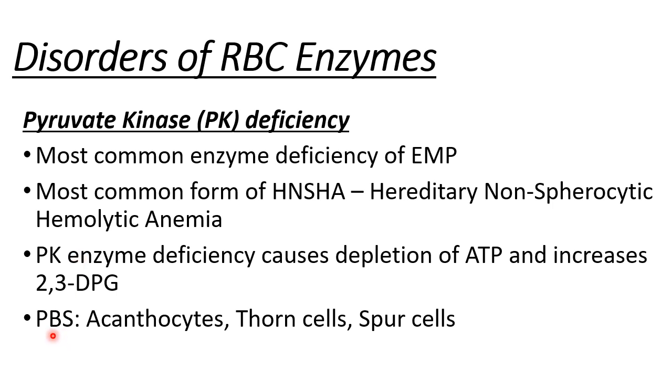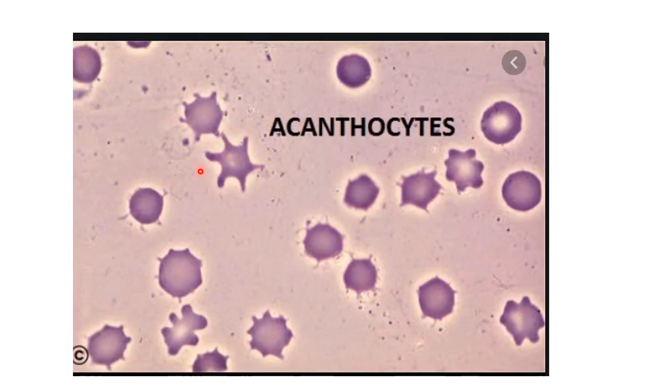Under PBS or peripheral blood smear, anong mga ma-appreciate mong poikilocytes kapag meron kang PK deficiency? You can appreciate acanthocytes or in other books, ang ibang pangalan niya, thorn cells or spur cells. So, ito yung itsura ng acanthocytes. Meron kaming mnemonics before. Madaming kanto ang acanthocytes. Okay? Halos kamukha niya ang aling poikilocyte? Halos kamukha niya yung burr cell. Okay? Pero this time, mas elongated or mas mahaba yung mga projections ng acanthocyte as compared to your burr cells.